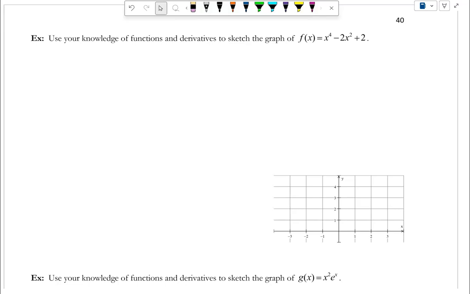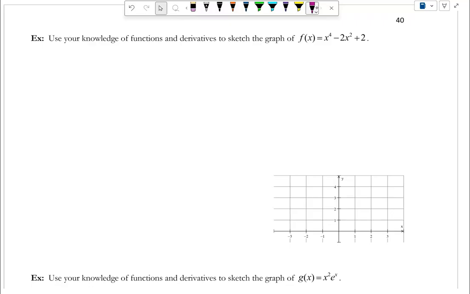So we can put together what we know from this unit and what we've learned before in algebra to sketch a graph of some complex functions here. So this first example, we have f of x, which is a quartic function or a fourth degree polynomial function.